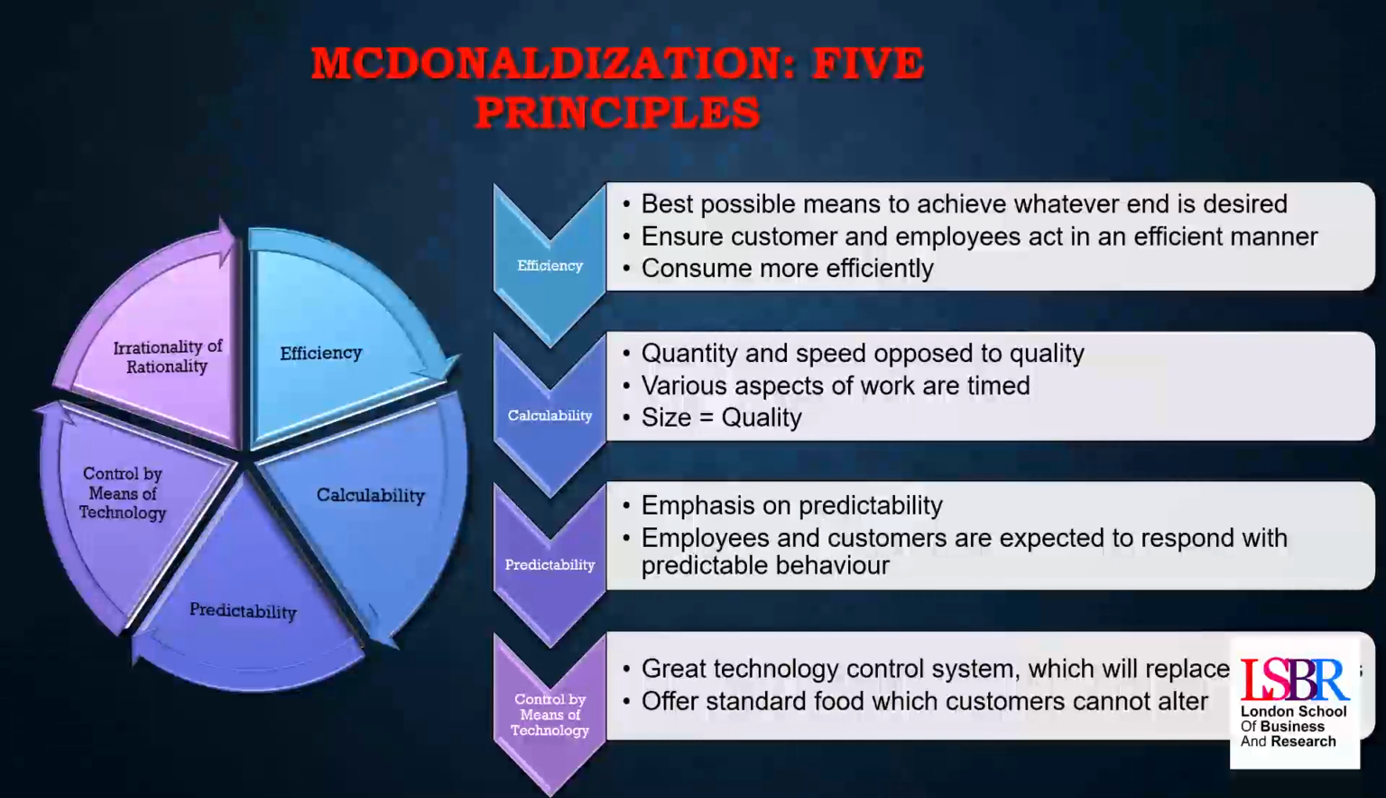And finally, control by means of technology. So again, McDonald's have a lot of technology that drives what they do. They have almost state-of-the-art technology that drives their restaurants, multi-million-pound investments, and the idea is that having the latest technology helps them become faster. It helps them offer a standard of food which customers cannot alter. So again, it's not about specialization. You can't really walk into a McDonald's and choose whatever you want. You have to choose from a fixed menu.